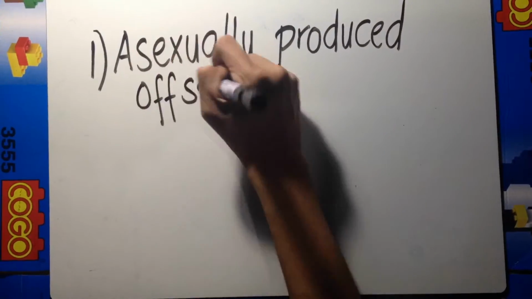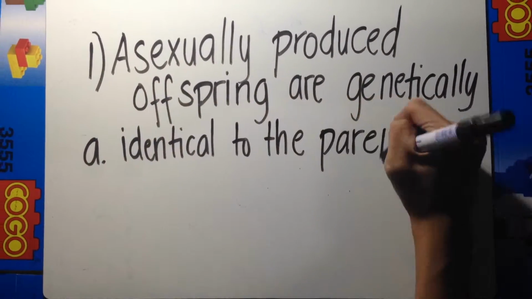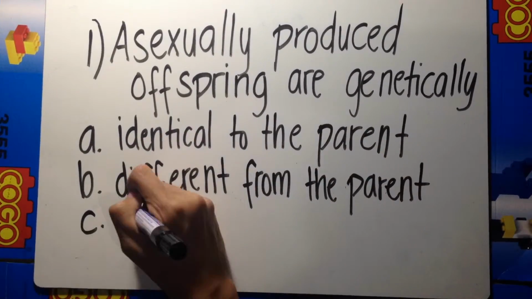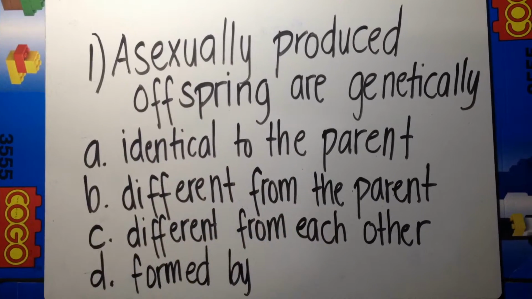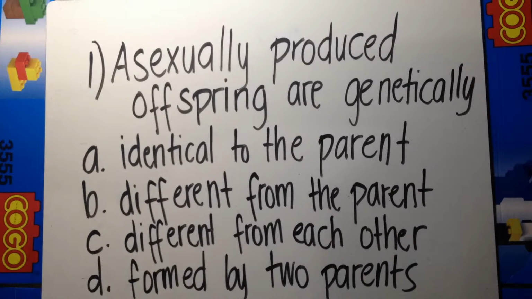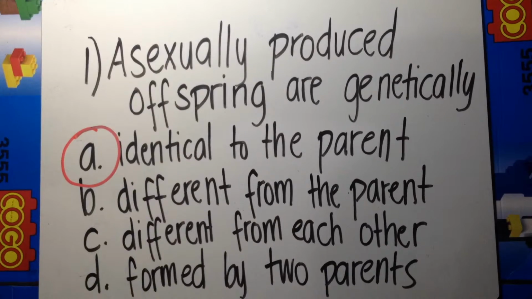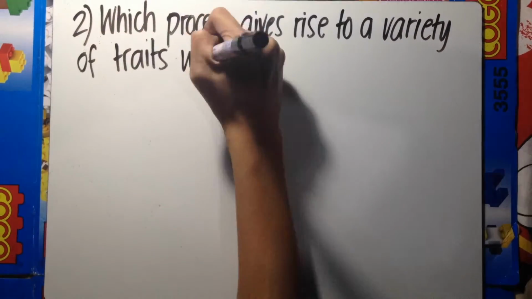Sexually produced offspring are genetically: A. Identical to the parent, B. Different from the parent, C. Different from each other, or D. Formed by two parents. The answer is A. Identical to the parent.